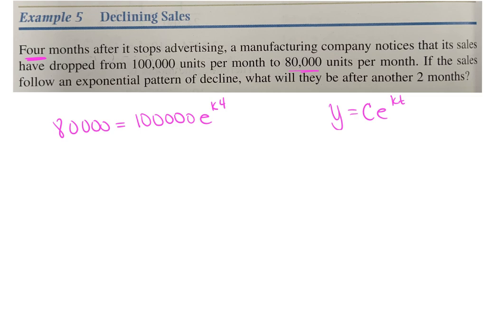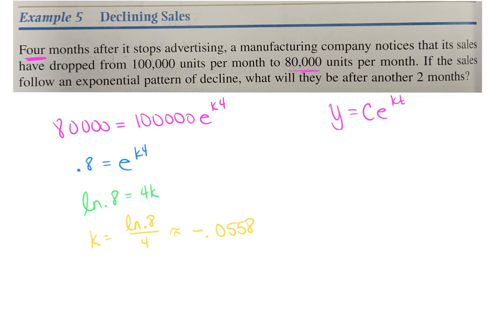And we're going to do exactly what we would do to solve for it. Divide both sides by that 100,000. 80,000 divided by 100,000 is just 0.8. Natural log both sides, just like I would. So ln of 0.8 equals 4 times k. And then k is going to equal the natural log of 0.8 divided by 4, which is approximately negative 0.0558.